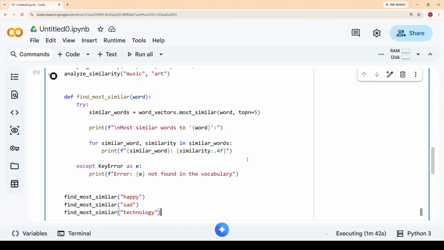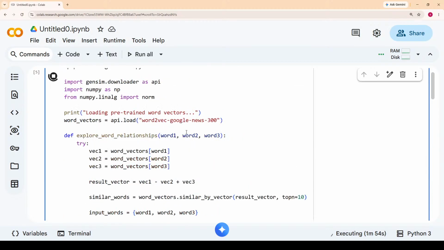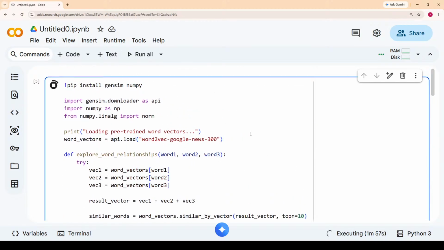Okay, next, what is a pre-trained model? There is one question for you people. In this program, what pre-trained model have we used? As you can see, the pre-trained model we have used in this experiment is word2vec-google-news-300. This is the pre-trained word model we have used in the word2vec model.